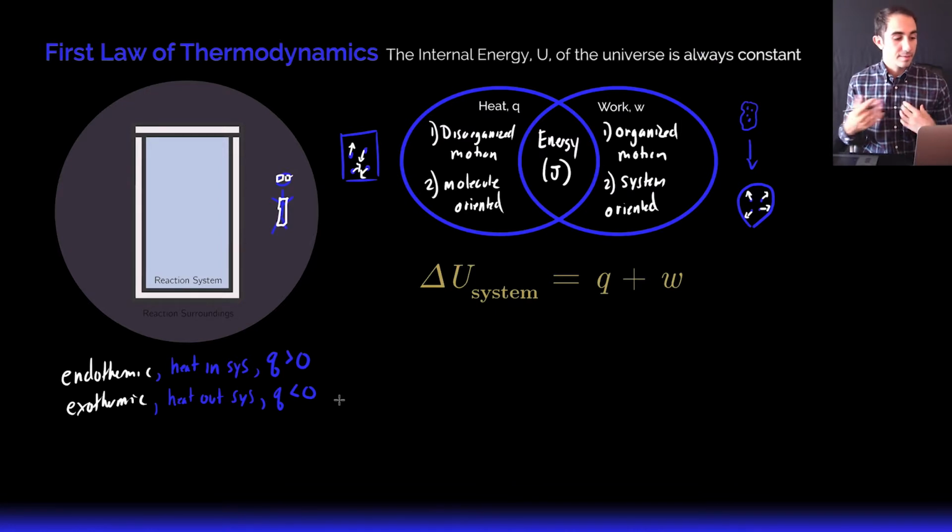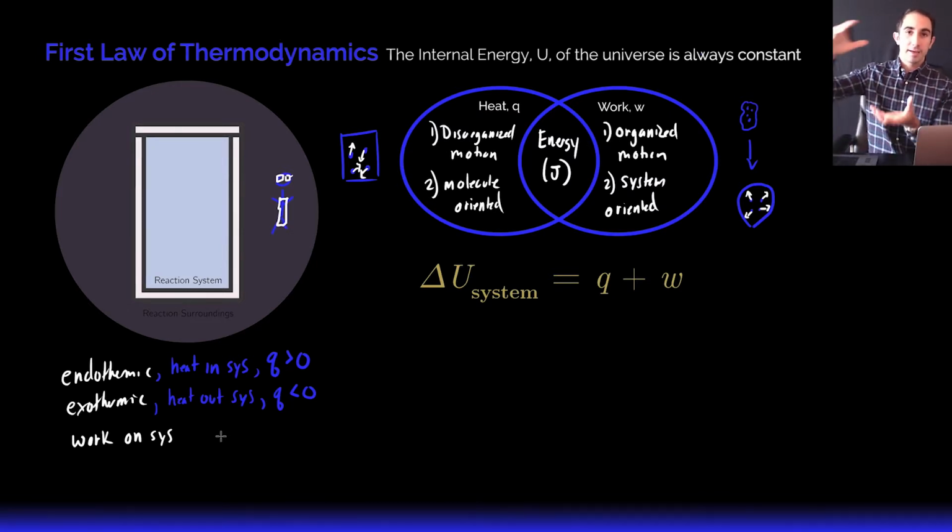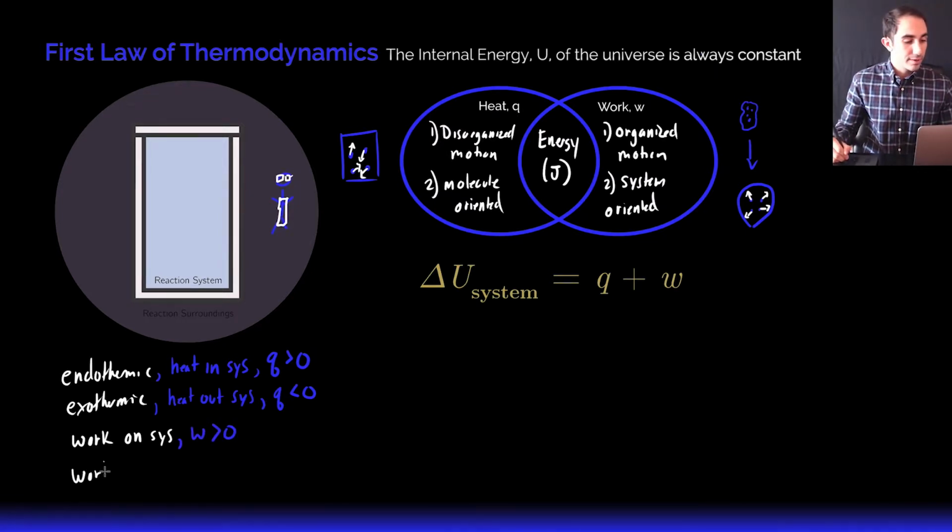Now, for work, you have work done on the system. And what that means is you actually have an external energy applying the force to your system, in which case your work value is positive. Or you have work done by the system, which means your system is operating that organized molecular motion, which is actually costing your system energy. So now let's go back to the first law of thermodynamics.